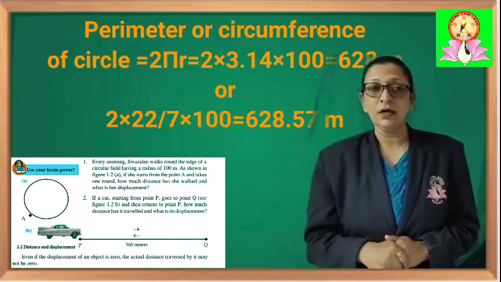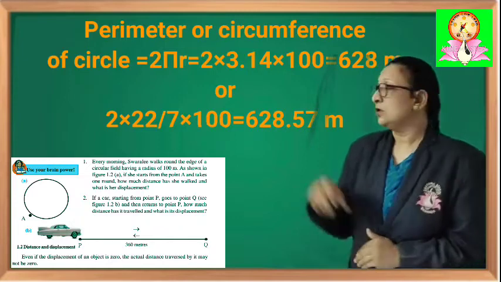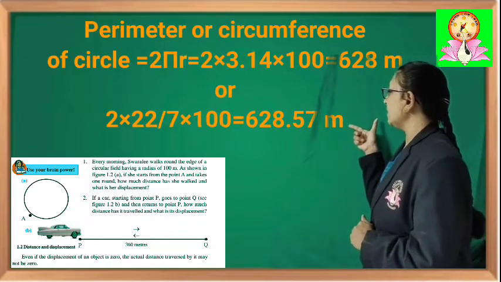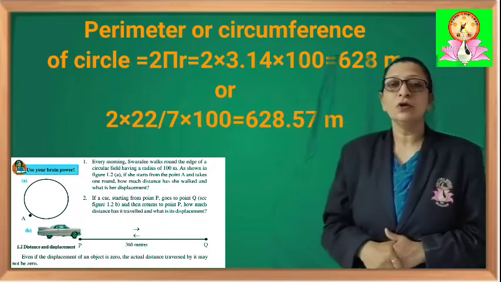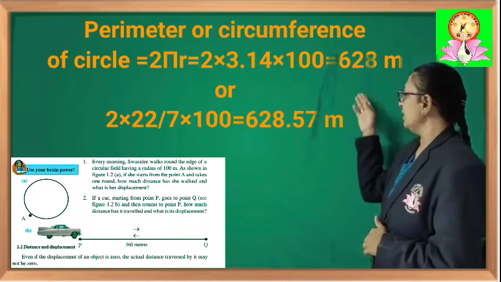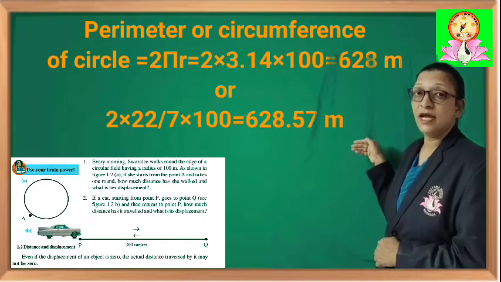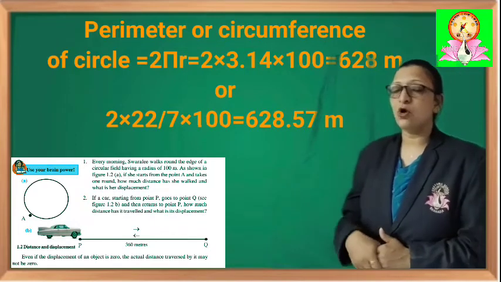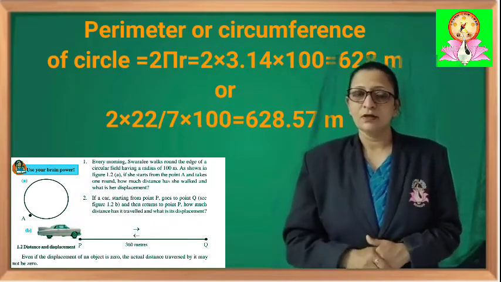On calculating, we will get the answer 628 meters if you take the value 3.14. And if you take the value 22 upon 7, it will be 628.57 meters. On rounding off, it will be the same.